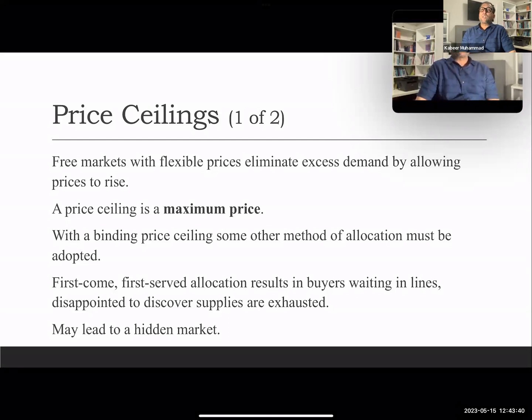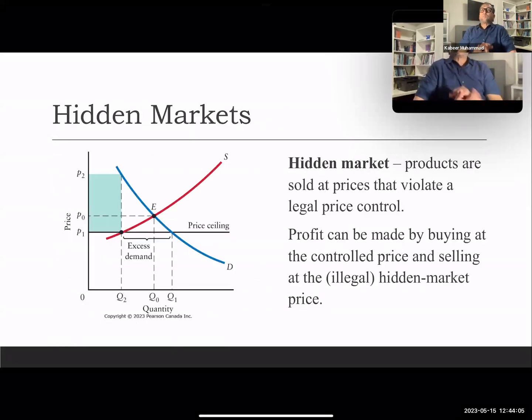First come, first served allocation results in buyers waiting in lines, definitely, and disappointment at discovering in the end that the stock is exhausted. The most negative impact of a price ceiling is the establishment of hidden markets, or in other words, black markets. In hidden markets, products are sold at a price that violates the legal maximum price, and profit can be made by buying at the control price and selling at the illegal hidden market price. So a group of people arises doing this illegal activity, buying at the control price and selling at a higher price in the hidden market, making money out of this regulation.